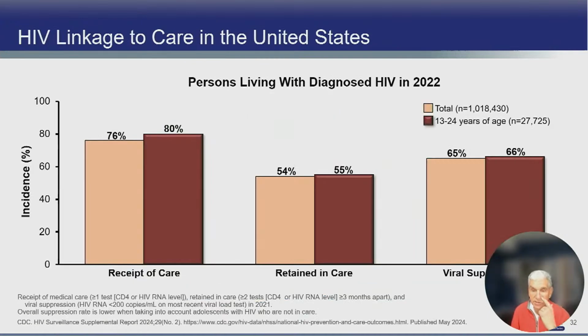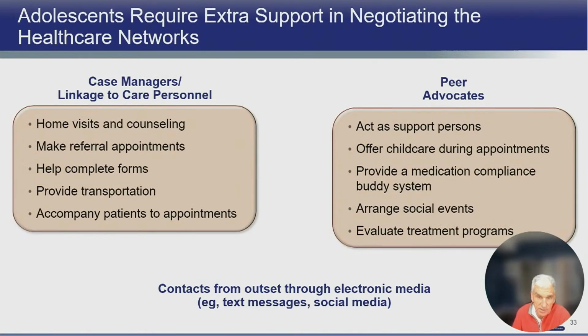We know that the linkage to care in the United States is not optimal. You see here 76-80% of the total. When you look at 13 to 24-year-olds, you see getting care received, but retained only 55%, and viral suppression rates being a little lower. So we know that everything is not 100% perfect in the States, and how can things be better in Uganda?